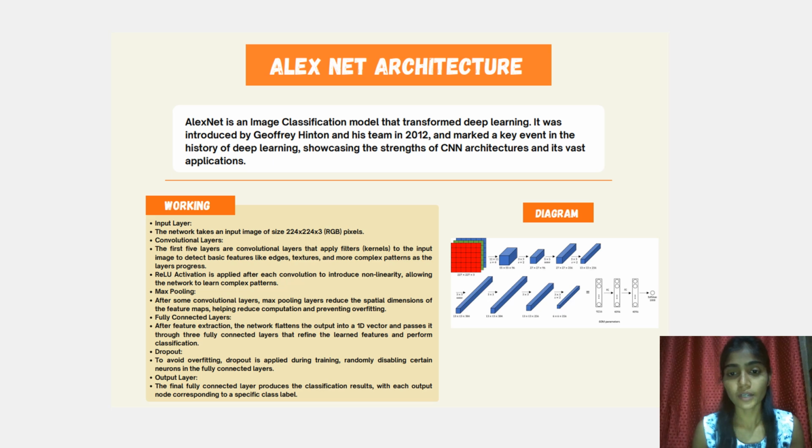It takes the input as an image of size 224 by 224 by 3. Then the five convolution layers are applied on that image. After that, some max pooling layers are also applied on them, and then the image passes through the fully connected layers so that we can lastly obtain the output of the image.